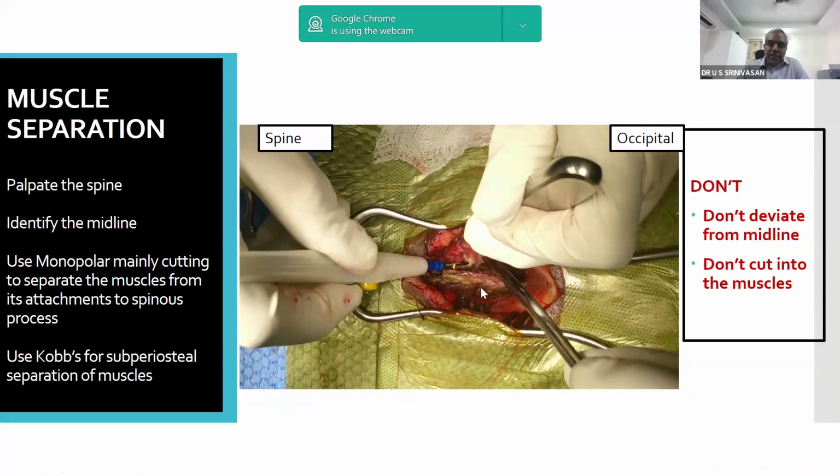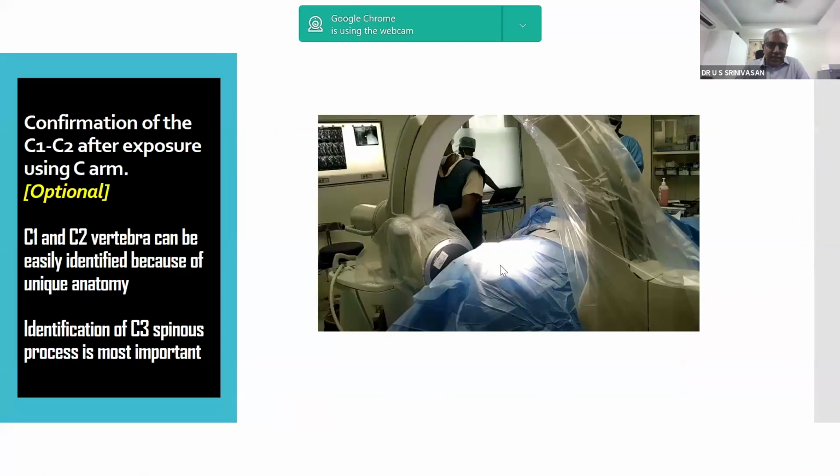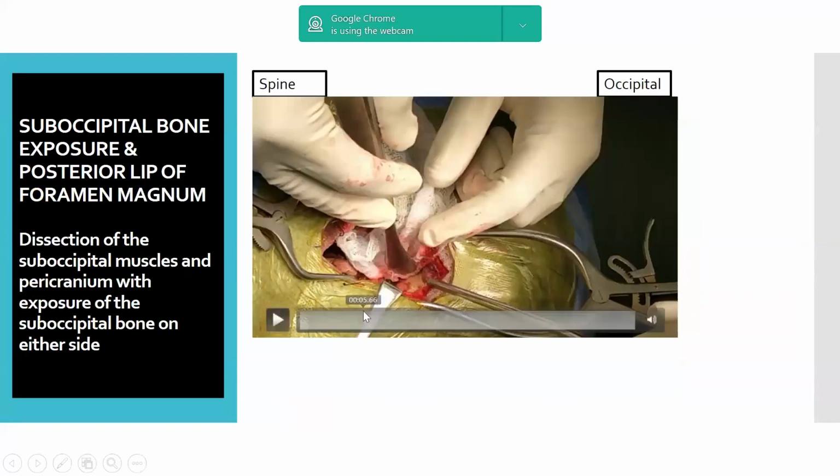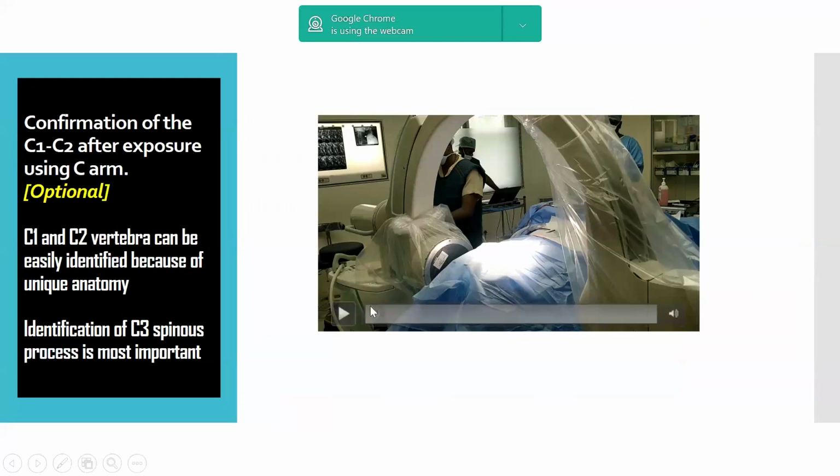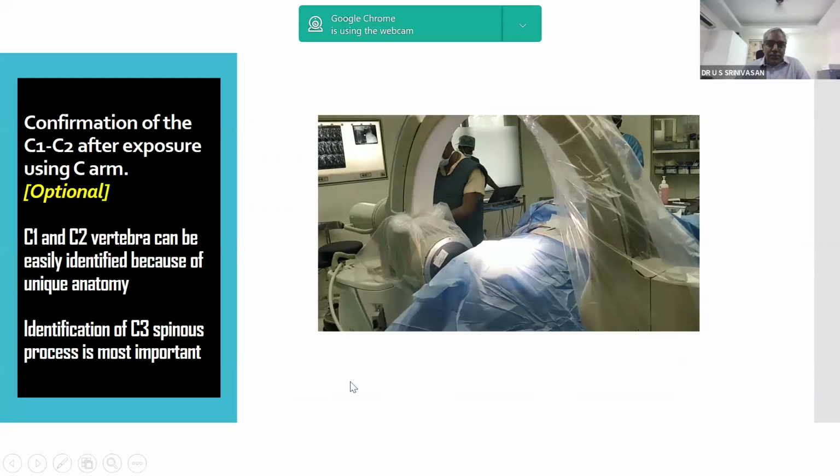from the midline. Your monopolar should kiss the spinous process, and you should keep the current at minimum, because initially they would have kept it very high. Adjust the monopolar current and keep it at minimum. That will be sufficient to separate the muscles. Yes, I have the luxury. If you don't have CM, nothing to worry about it. But I have the luxury of using the CM.